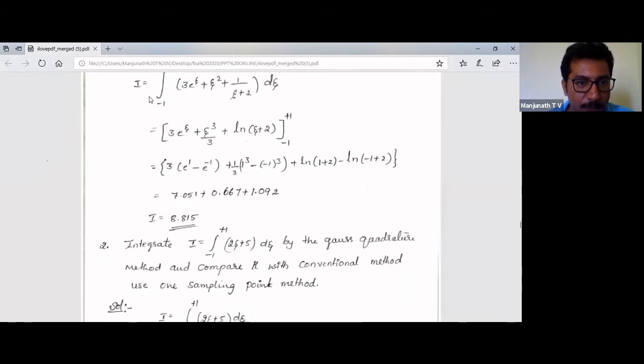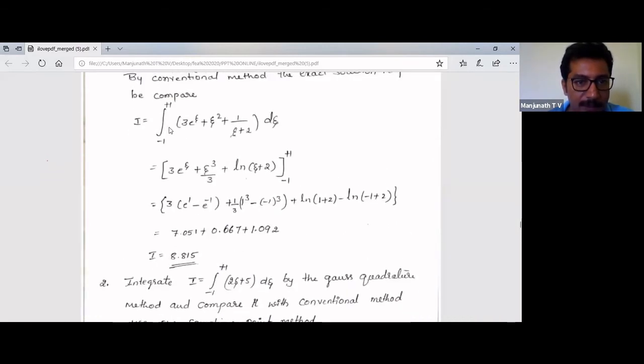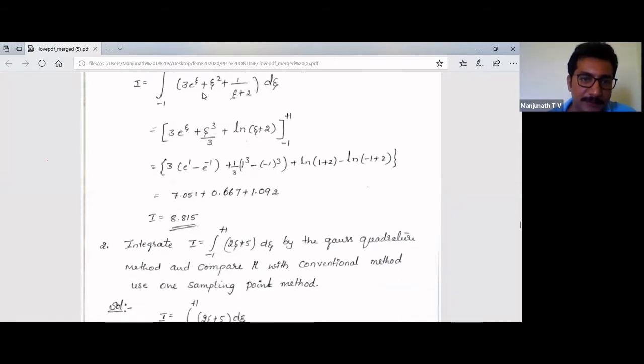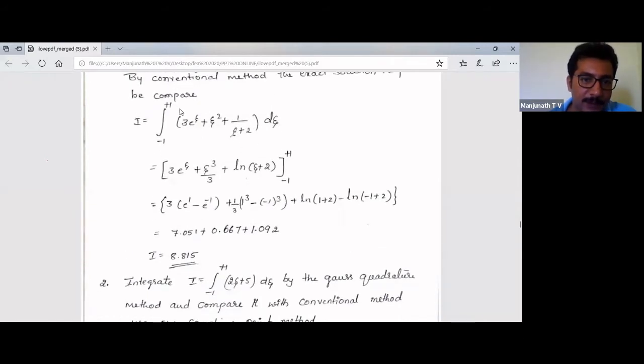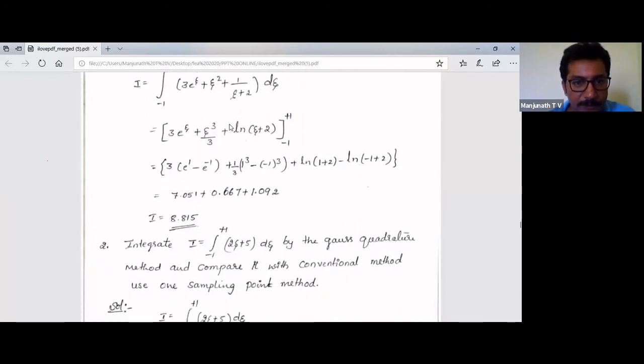Then I equals the integral from -1 to +1 of 3 zeta cubed e to the power of zeta plus zeta squared plus 1 by zeta plus 2 into d zeta. This is the integral we have got. Then we are going to integrate it. As you integrate, you are going to get it like this. This again you integrate, so you get the equation like this.